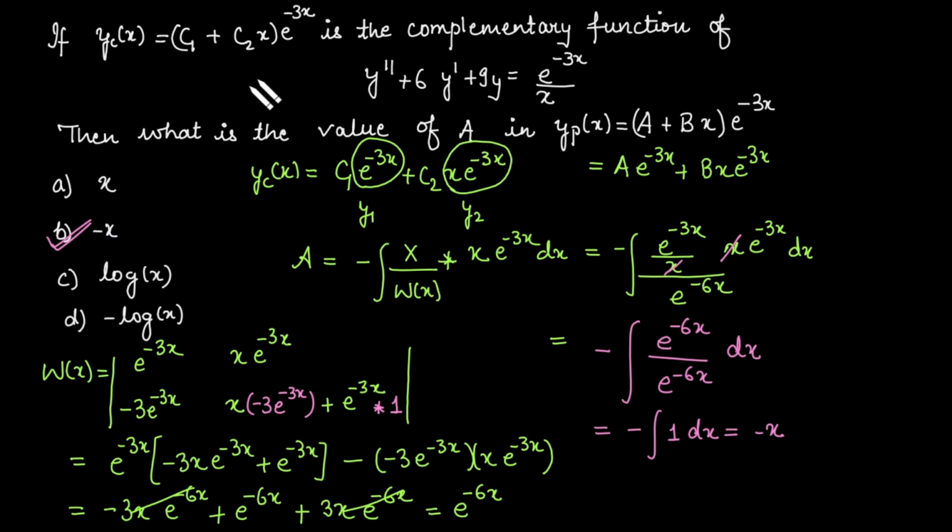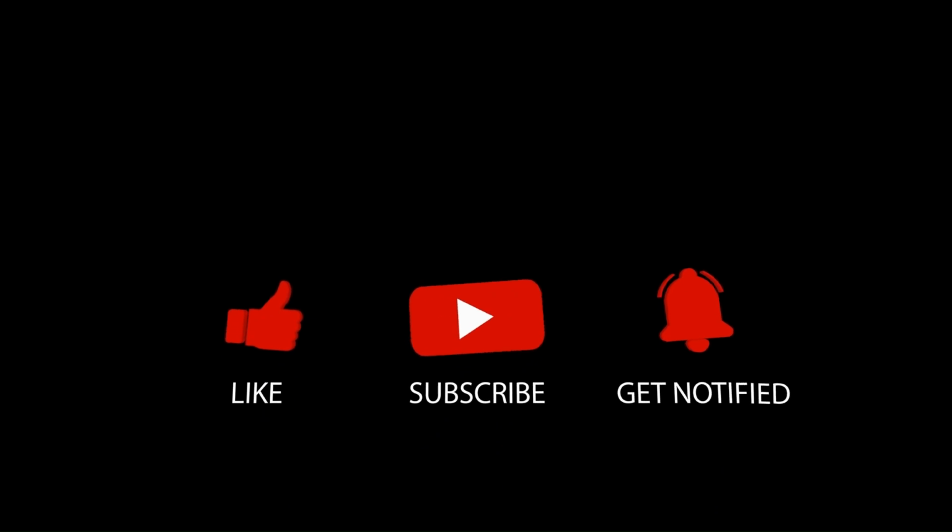So whenever we have such type of questions where we need to find the coefficient a or b from the particular integral that is mentioned in terms of a complementary function, like here we have c1 plus c2 x e raised to power minus 3x. So these constants are replaced by a and b. Similar term we have here. In such cases, we need to apply the method of variation of parameters to evaluate the answer.